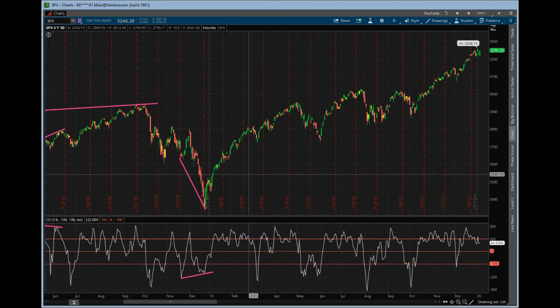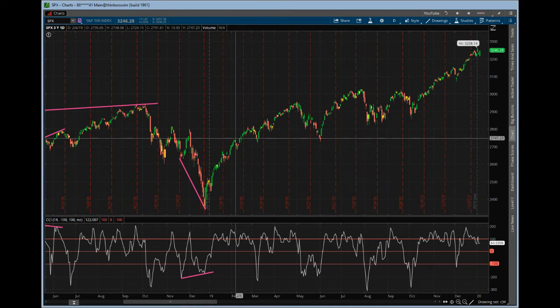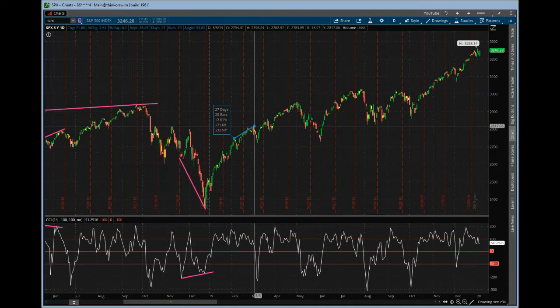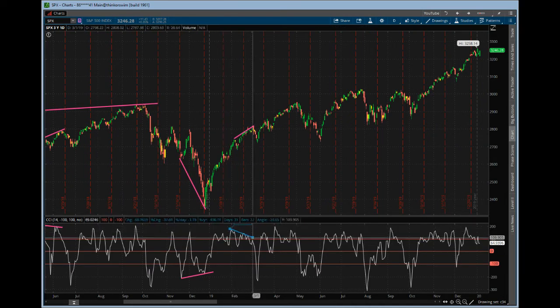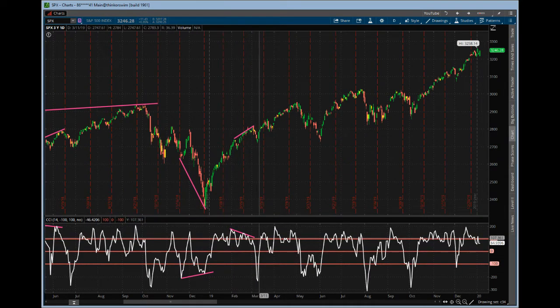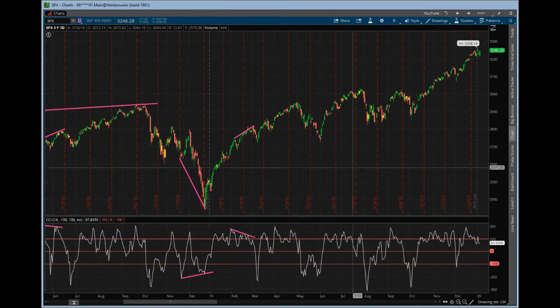So, little things, little areas. Here, right, to here, about 27 days out. So you hit a higher high here, and you get a divergence here on the CCI. So a little bit shorter time frames, okay? So, pretty good stuff here.